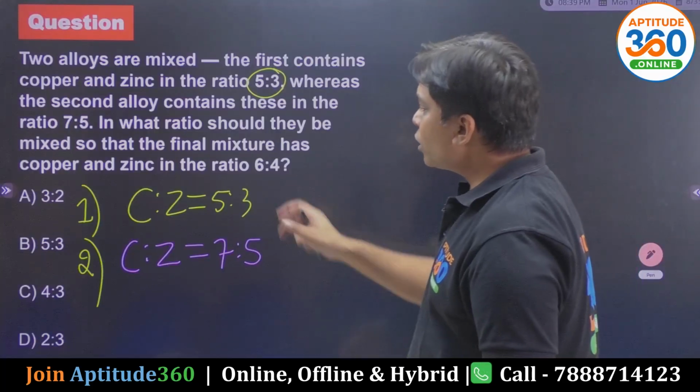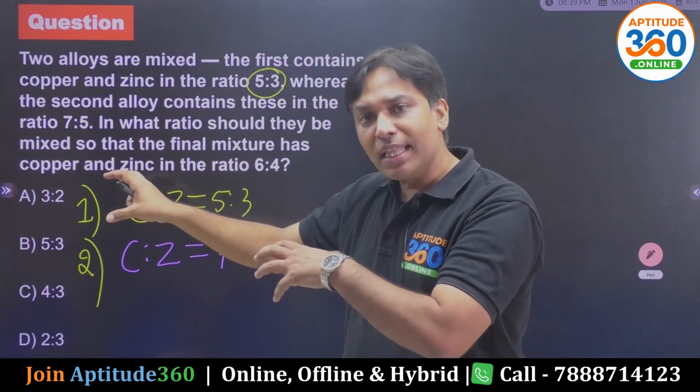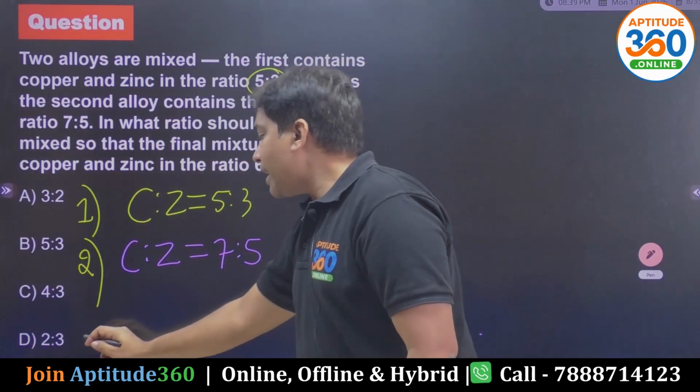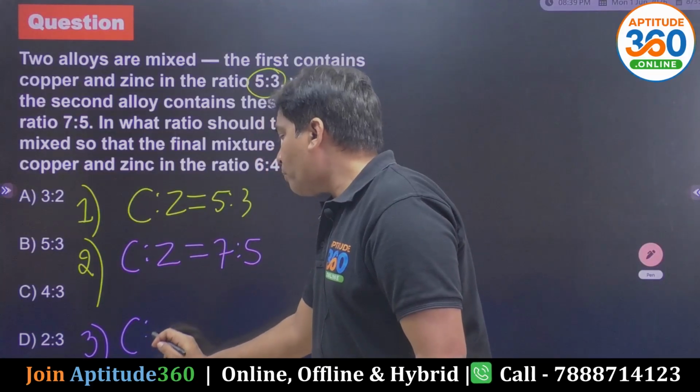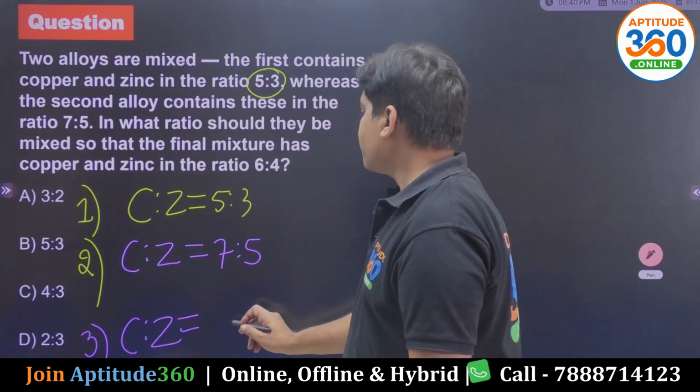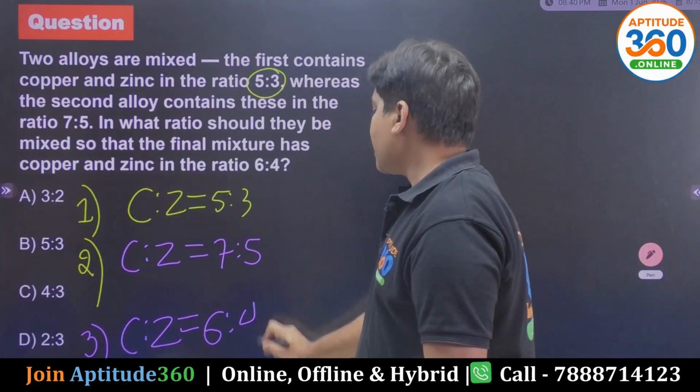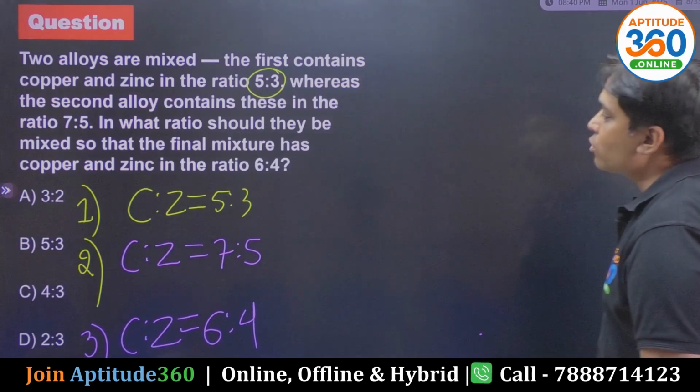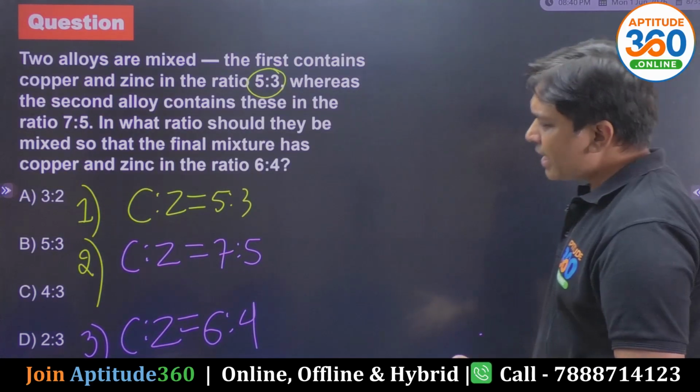Problem says, in what ratio should you be mixing 1 and 2, so that in the final mixture, copper and zinc are going to be in the ratio of 6:4. Copper and zinc are in the ratio of 6:4. So let us focus on the zinc.